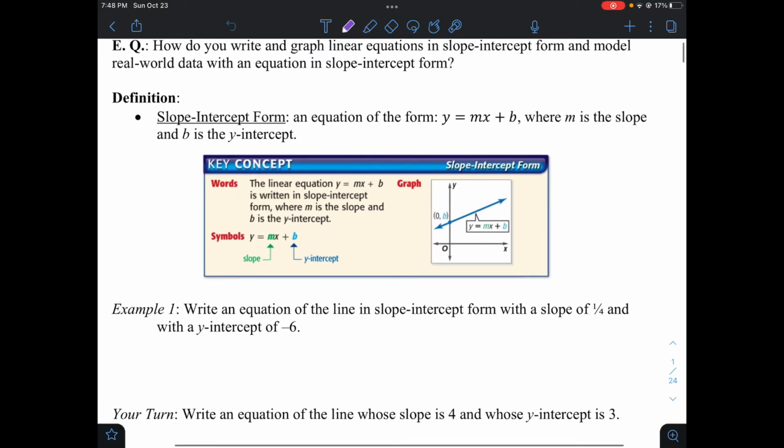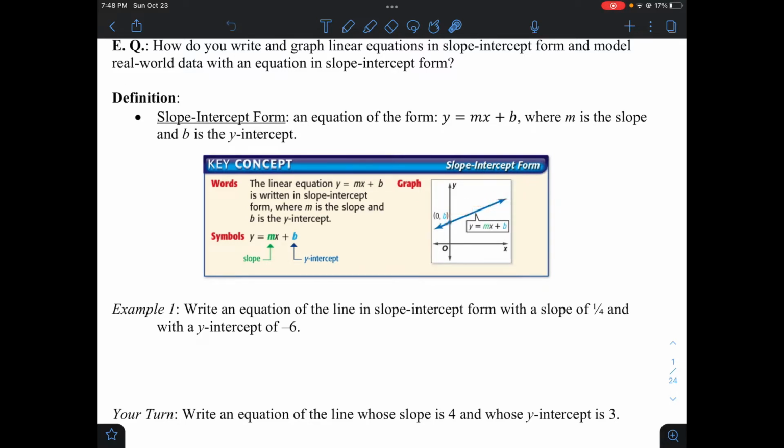So slope-intercept form is a way we write an equation, okay? And that form specifically is y equals mx plus b. M represents your slope and b represents the y-intercept. So if you remember last chapter, we talked about the y-intercept. That's where the graph crosses the y-axis. You guys can see here. And m is your slope. Remember, that's our rise over our run.